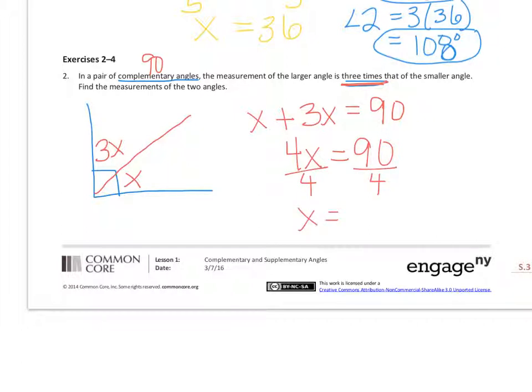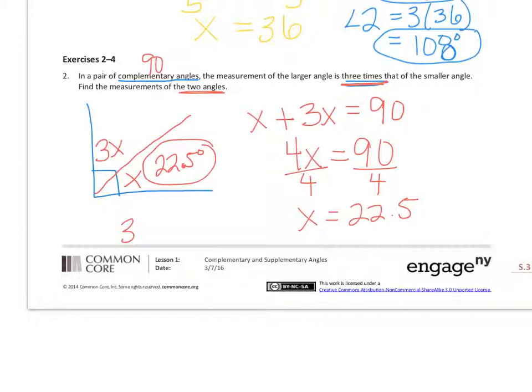All right, 90 divided by 4 is 22.5. So that's one of my angles. It says find both of the angle measurements. One of them is 22.5 degrees. That's a decimal. But the other one I'm going to have to do a little bit of work.